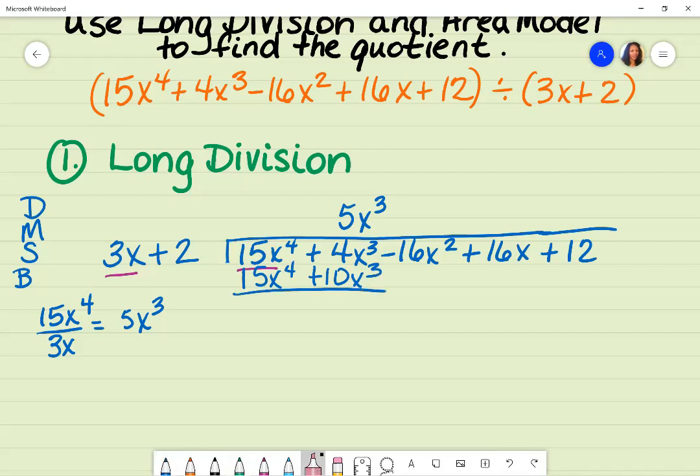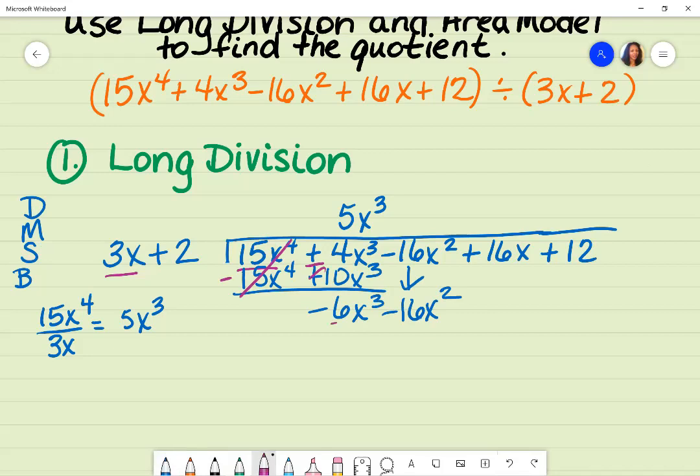My next step tells me to subtract. Well, when I subtract, that just simply means I am changing the sign. So this is a negative, and this becomes a negative. This one will go away. Now I just continue doing my math. I have negative 6x cubed, and I bring down negative 16x squared.